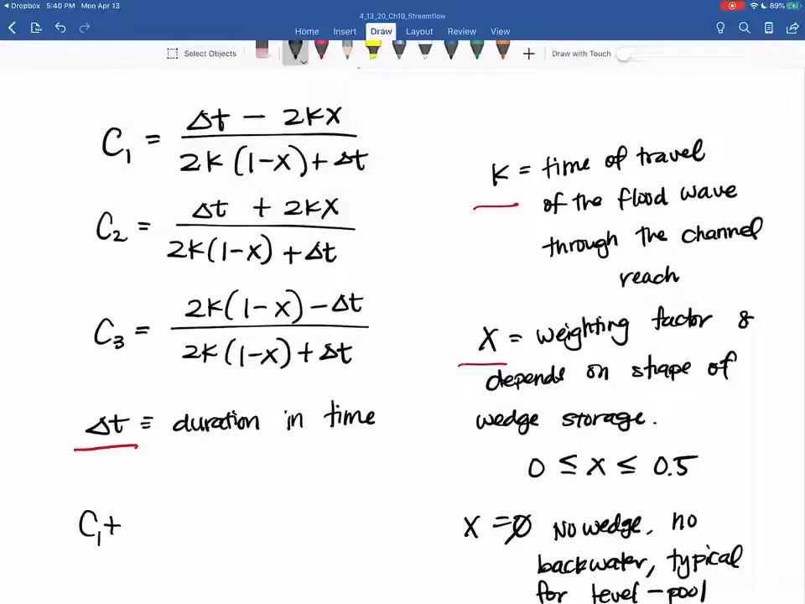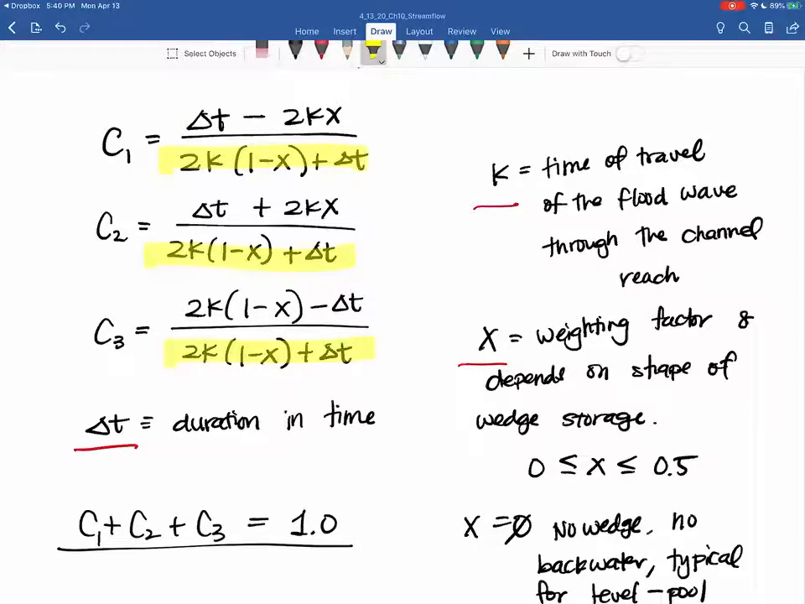C1 plus C2 plus C3 must equal to one. If you look at the denominator of each of these parameters, you can see that they're the same. So if they don't add up to one, you just did something wrong in your calculation. And it's just a quick check to make sure that you have your calculations correct. I just want to do an example really quickly.